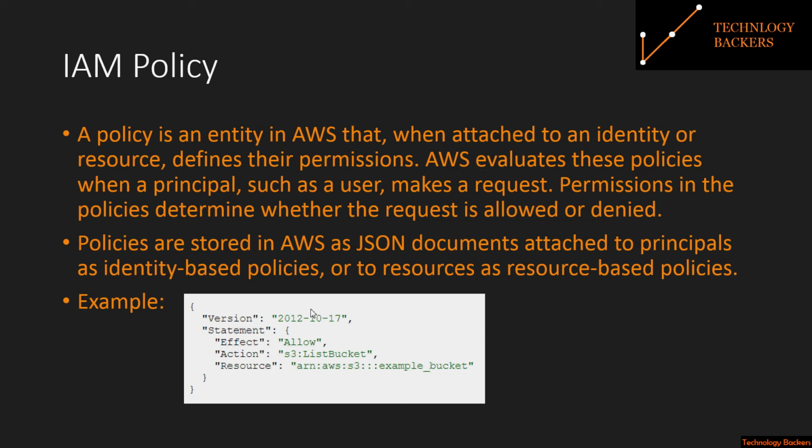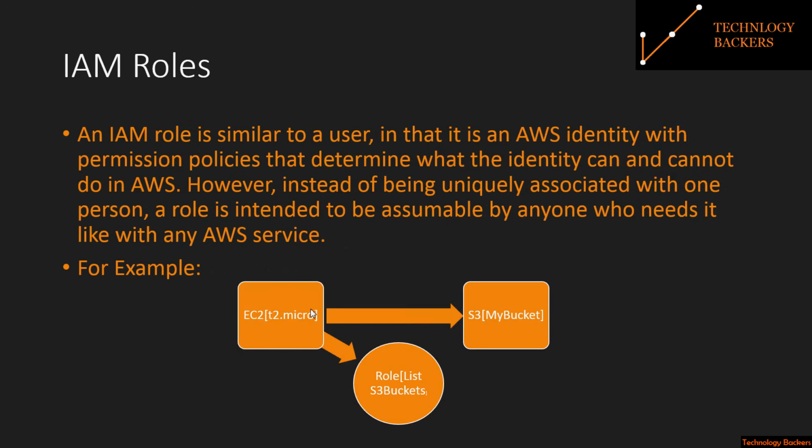Okay, so now I'll go to roles. An IAM role is similar to a user in that it is an AWS identity with permission policies that determine what the identity can and cannot do in AWS. However, instead of being uniquely associated with one person, a role is intended to be assumable by anyone who needs it, like any AWS service. Okay, so we'll understand roles with this diagram.